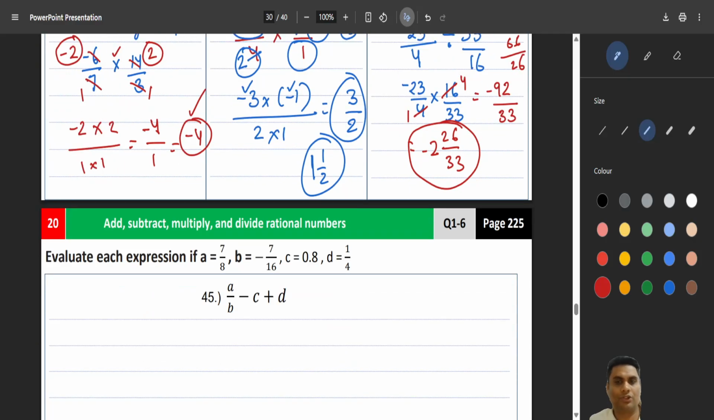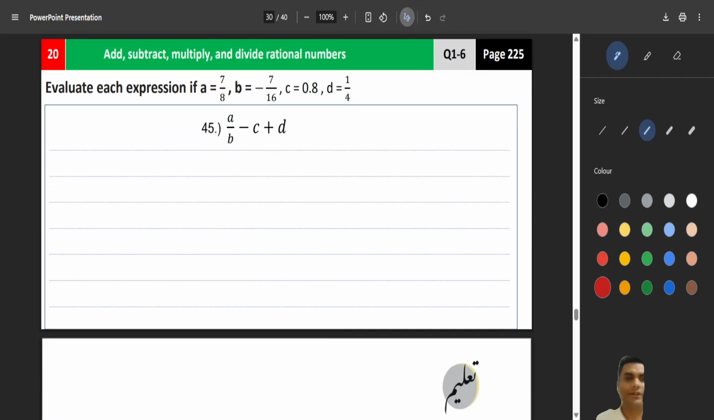Now let's go. Question number 20, the last question of the electronic exam. It should be based on solving the expressions using the same operation, PEMDAS. Okay. He said A is how much? 7 over 8. B how much? Minus 7 over 16. C is 0.8 and D is 1 over 4. Okay. Using these values, we have to solve this: A over B minus C plus D.